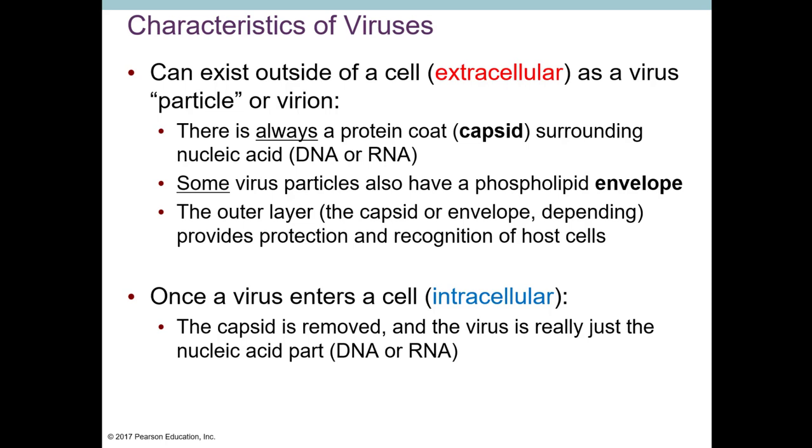And once it enters the cell through one of these ways, then we call it the intracellular state of the virus. Really what ends up in the cell to cause the infection is just the chromosome. So as part of the entry of the virus into the cell, the envelope, if it's there, is removed, the capsid is removed, and just the chromosome is really what's entering the cell.